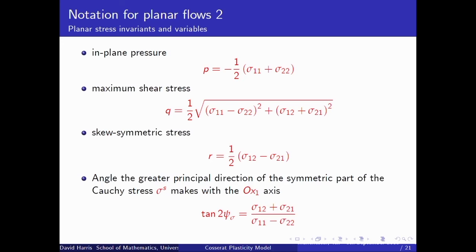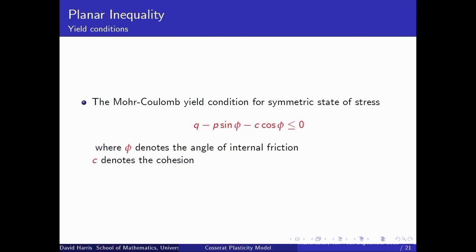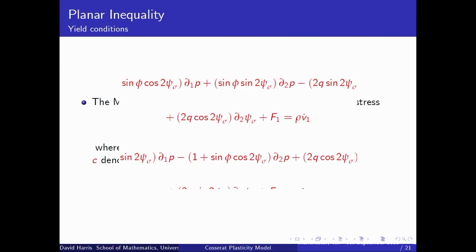If we change everything to these variables and also use the Coulomb yield criterion, though any criterion could be used, I would prefer it to maintain hyperbolicity of the equations. But this is my favorite. I do think it's the best yield criterion for granular materials.